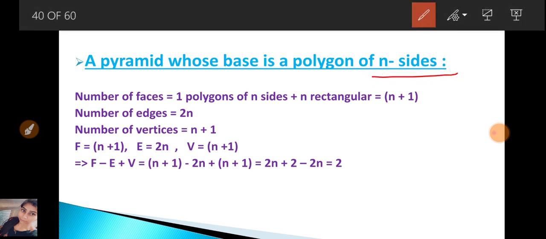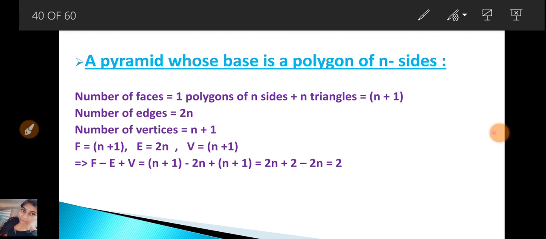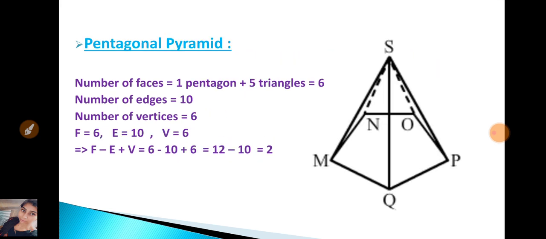We have n sides, that means one polygon will have n sides. Now each side, how many sides? Each side, so n sides will be connected to n triangles. So now we will prove the same formula, Euler's theorem, for a polygon when we have n sides. So let's relate the things with the other one.